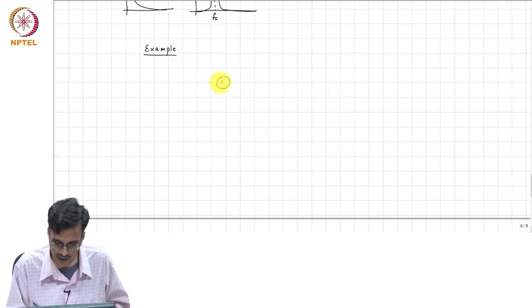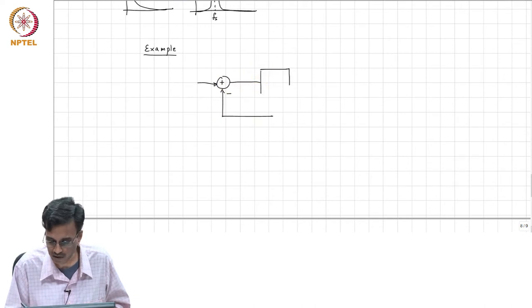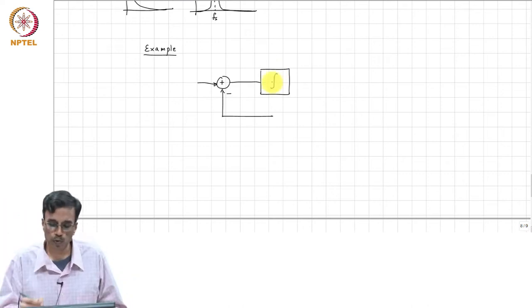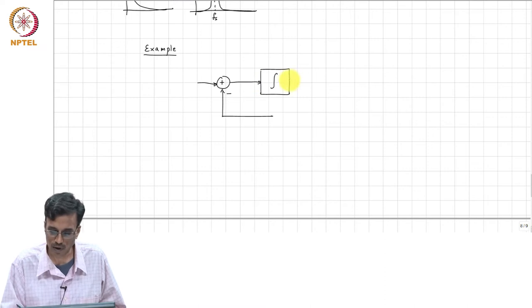So I'll take an example in a different domain. This is a continuous time delta sigma converter. But if you haven't seen this before, don't worry about it. Just think of this as a linear time varying system whose output is sampled.